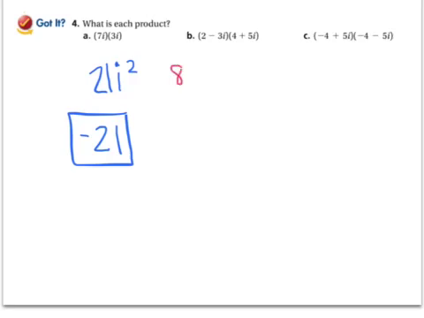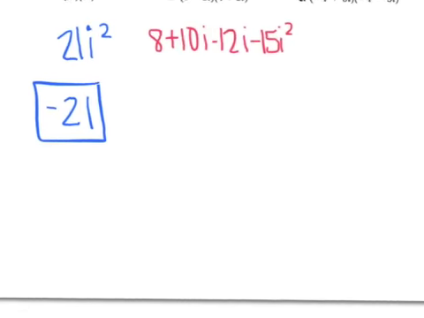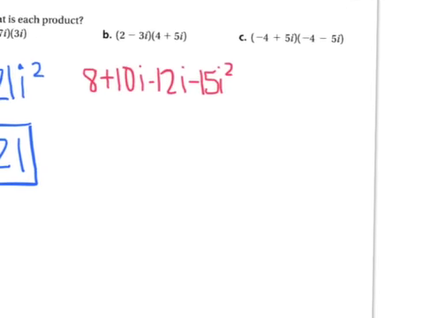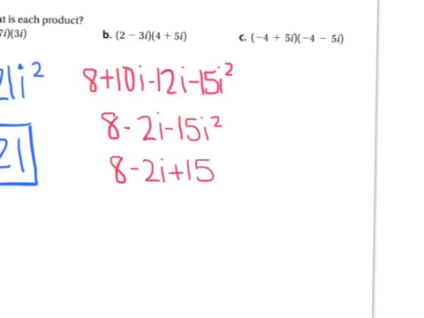We've got 8 plus 10i minus 12i minus 15i squared. Someone tell me my simplified form here once I combine my like terms. Okay, good. So you just filled in that negative. So you did 8 minus 2i plus 15 because i squared is negative 1, giving you 23 minus 2i.